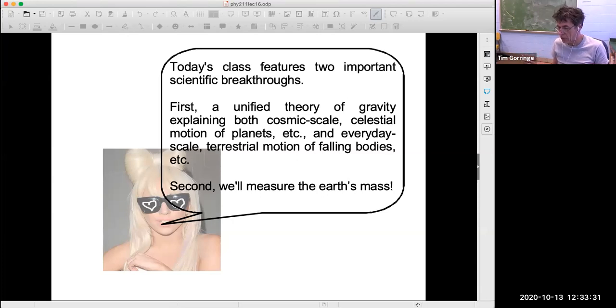The other breakthrough today is that out of universal gravity, we'll discover a way of measuring the mass of something that's important to us, measuring the mass of the Earth. So out of this theory of universal gravity came sufficient understanding to actually determine the mass of the Earth on which we stand or sit in our everyday lives.